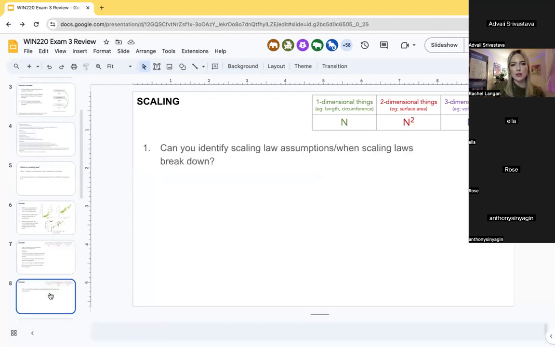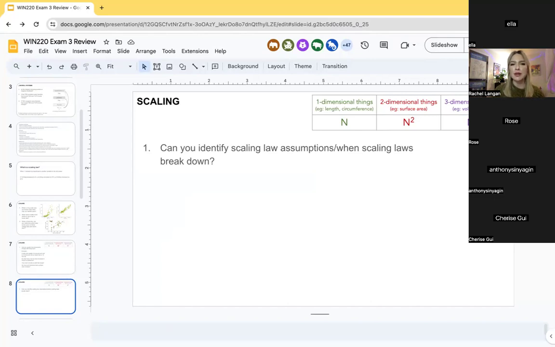Last thing with scaling, can you identify scaling law assumptions or when scaling laws break down? So it's important that you know that these scaling laws are really useful and they work a lot of the time, but they're not infallible, right? You can't just say, well, if the scaling law says the surface area is going to increase by 9 times, then it is for sure that the kiwi surface area is going to be 9 times bigger. That's not always the case. So what kind of assumptions should you be aware of?